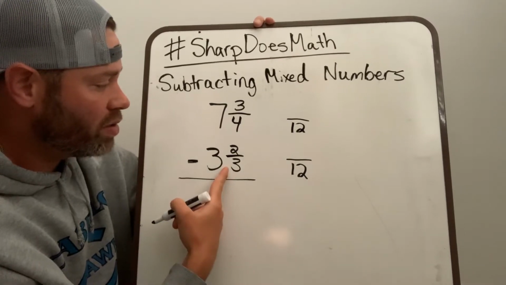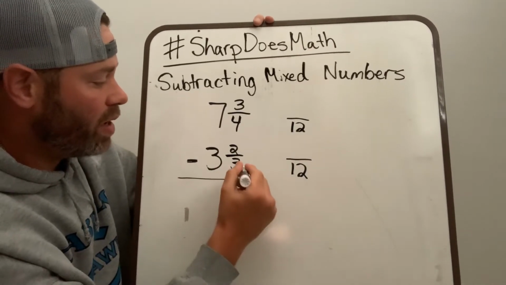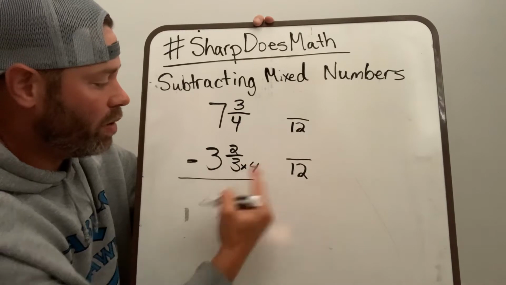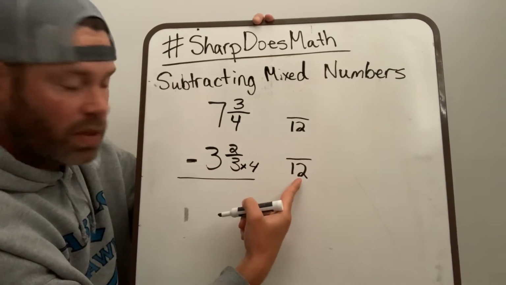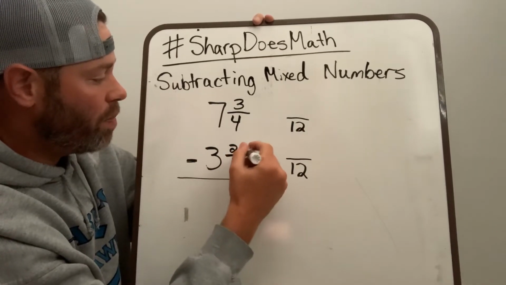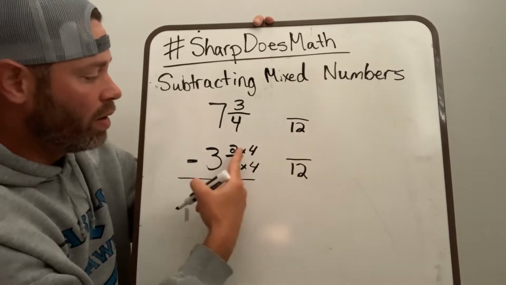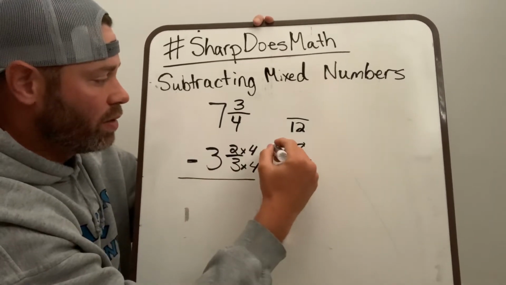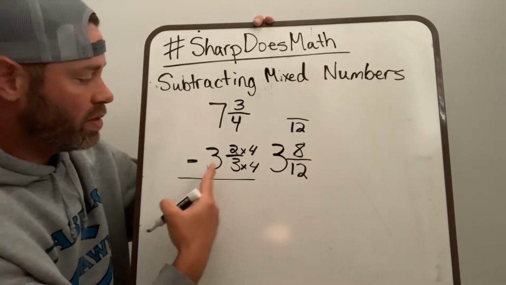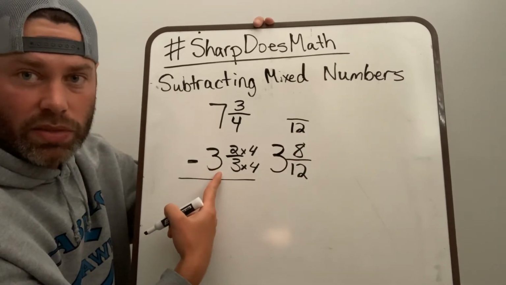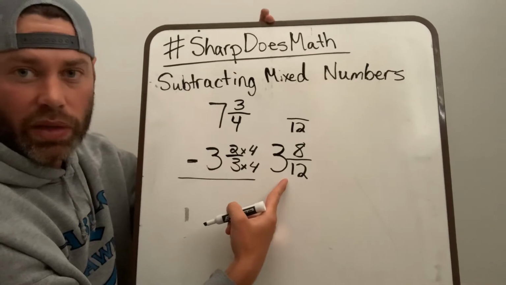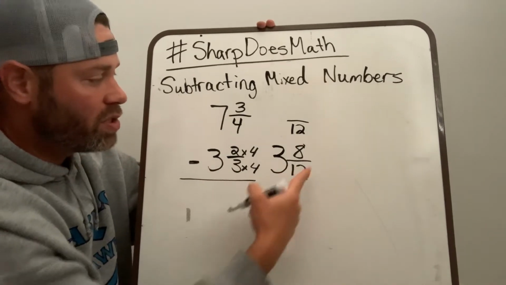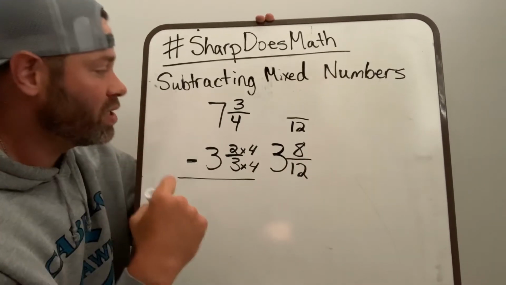So for 2/3, I'm going to multiply the denominator by 4. There's how I get my 12. And I'm going to multiply my numerator by 4. 2 times 4 is 8. So my new fraction went from 3 2/3 to 3 8/12. And it's the same value. We're just using different numbers in the fraction now.